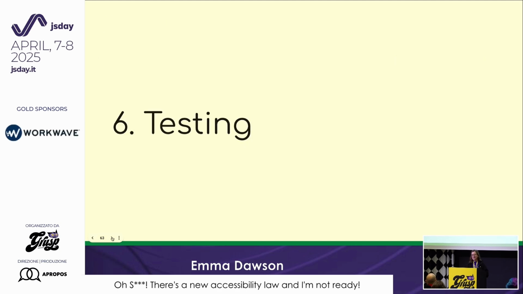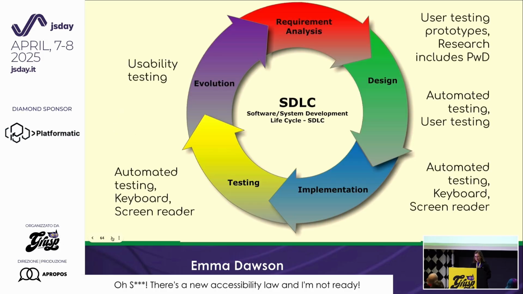Okay, so let's go into testing before we wrap up. In the whole software developer lifecycle, we really should be focusing on people with disabilities from the start and adding in testing where we can. So right when we're planning and thinking about requirements for a new product or service, we should be adding people with disabilities into the research stages. We should be testing with prototypes as much as we can.